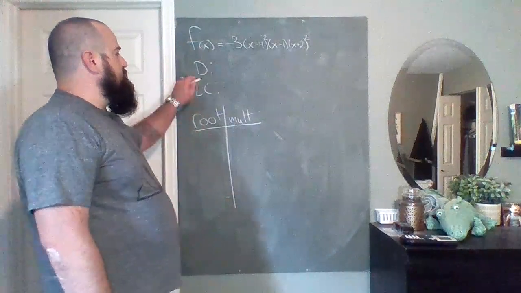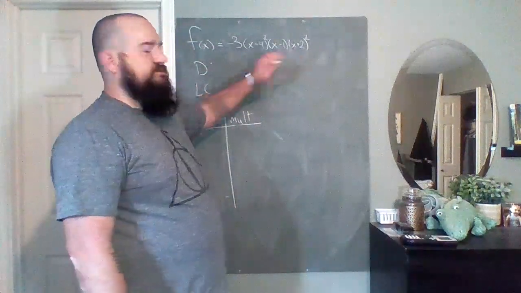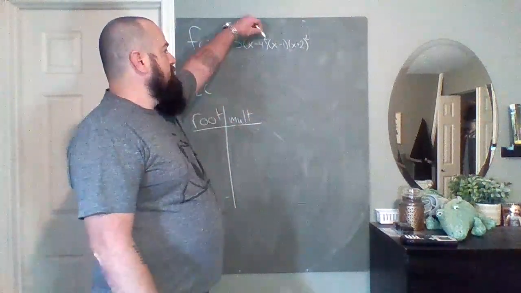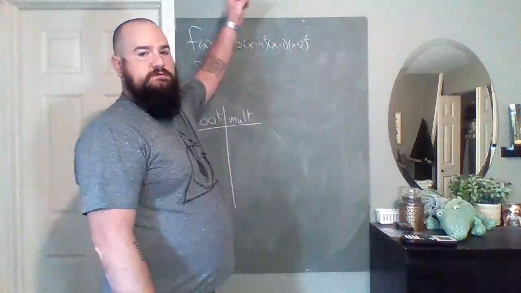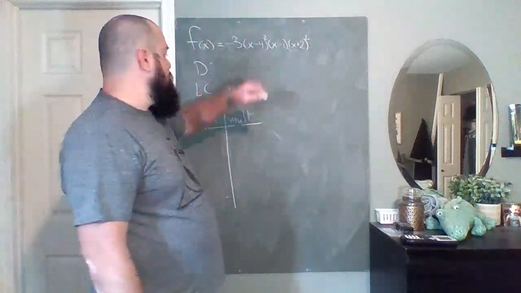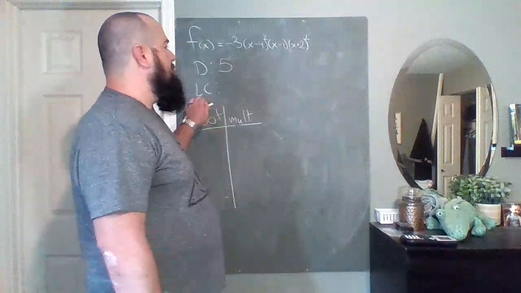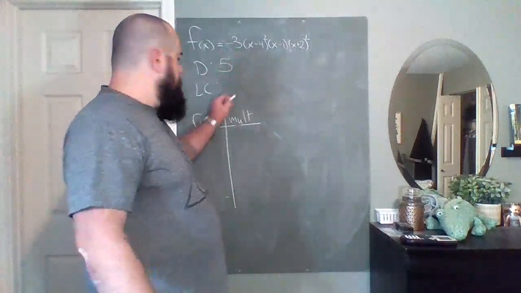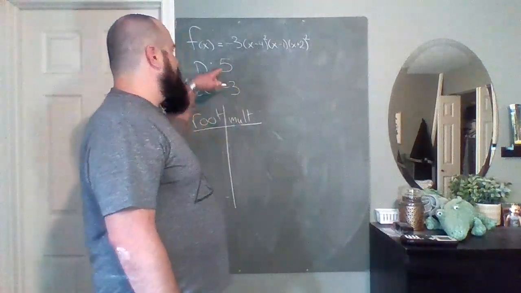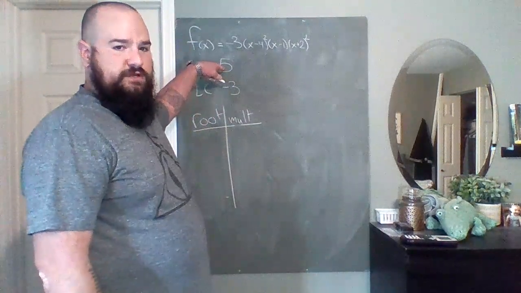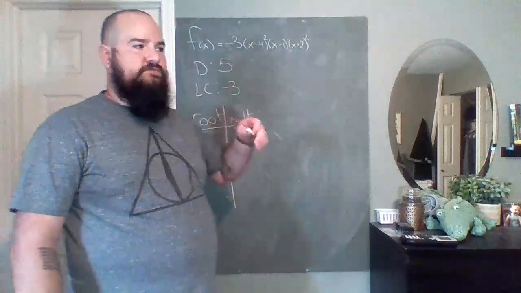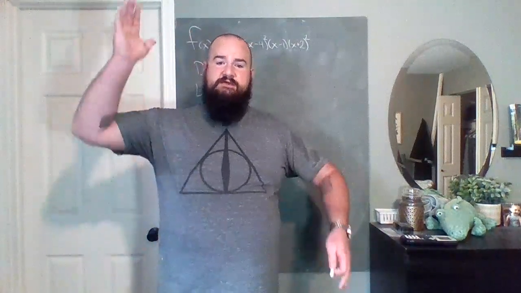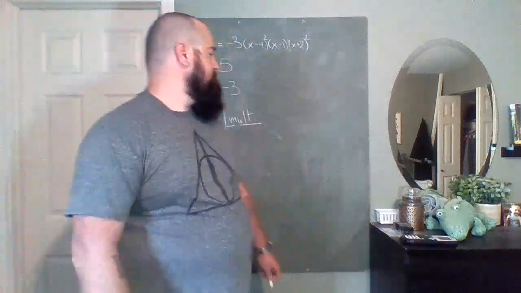Okay, so the degree, since this is in factored form, we just need to add up the exponents. 2, 1, 2. So 2 plus 1 is 3, plus 2 is 5. And our leading coefficient is the number out front, negative 3. So we have an odd degree, negative leading coefficient. So that means that our function is going to have this end behavior.